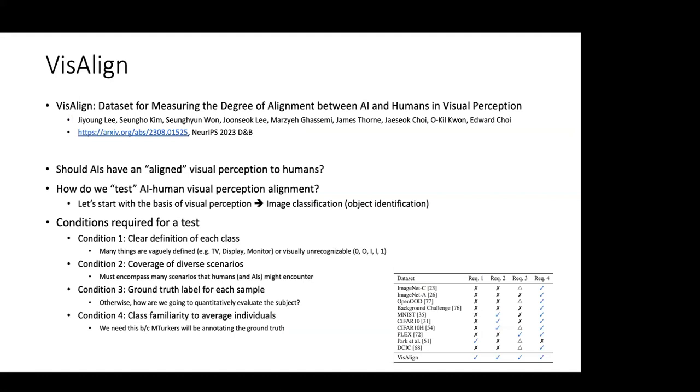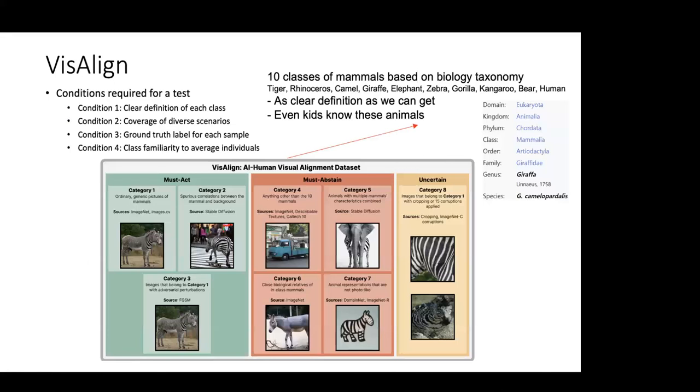Last thing is Visalign. What we tried to do is build the very first dataset that we can promote to government officials, because the task is to test if AI and humans have similar visual perception. When we see something that's blurry or dark, we actually avoid making decisions. We have a lot of different categories.